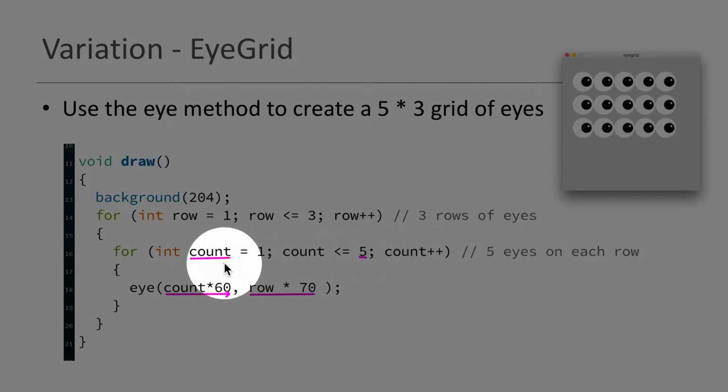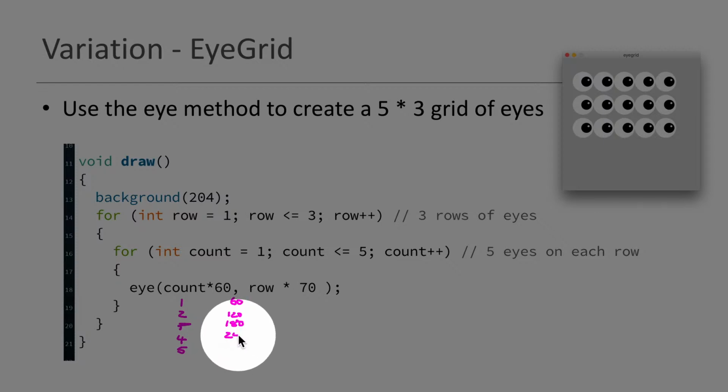So what we would see then, our values for count would be 1, 2, 3, 4, and 5. So 1 times 60 is 60. 2 times 60, 120. 3 times 60, 180. 4 times 60, 240. And 5 times 60, 300. So they're the values that count is going to have.